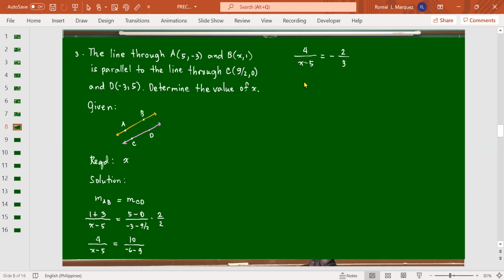So we have 12 is equal to what? Negative 2x plus 10, right? So what is 2x? Negative 2. Or what is x? Negative 1, no? Okay, that's it. So this is the value of x that we're looking for. Okay? Any question with that, children? No question?